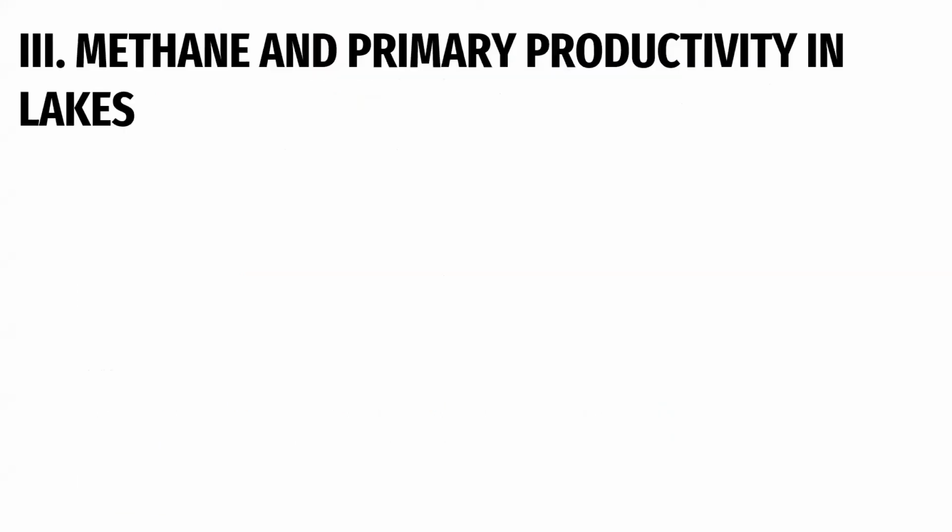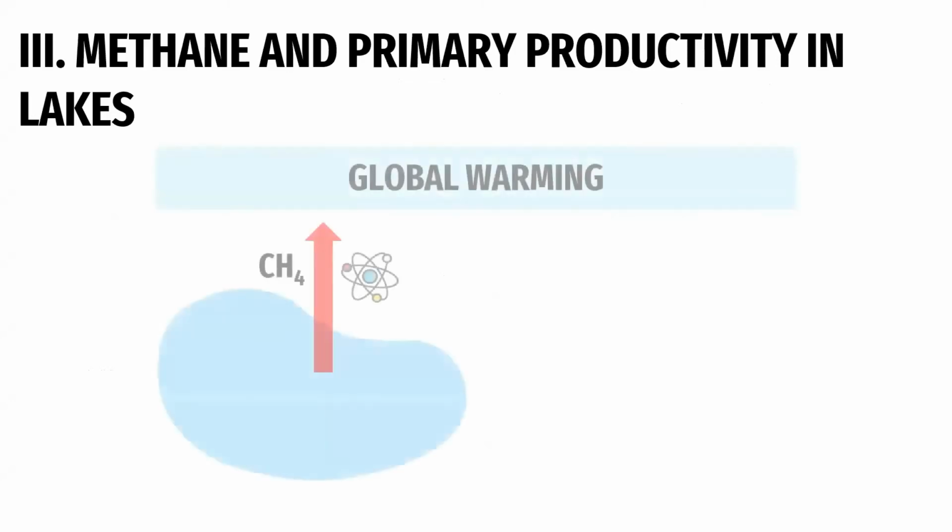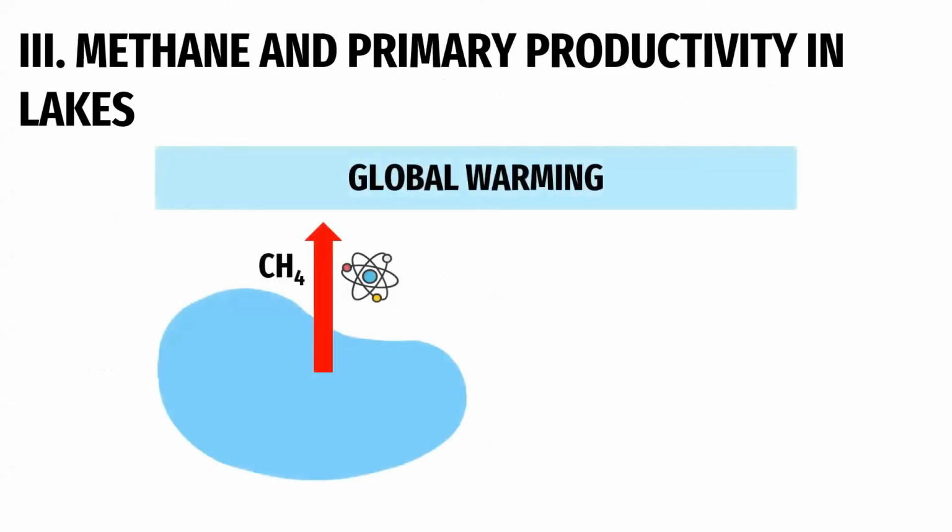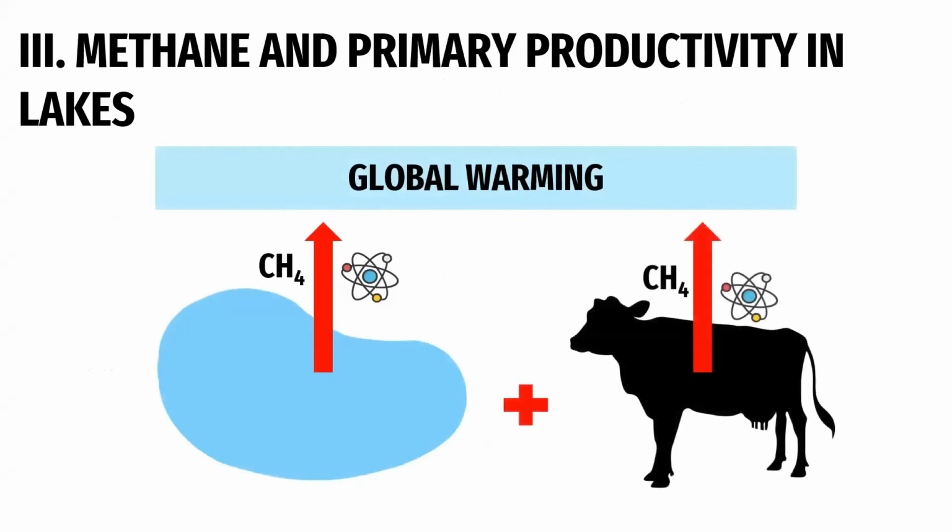Now that you have an idea about the general characteristics that make up a lentic ecosystem and the biotic and abiotic factors surrounding it, I will now discuss one of the major roles of lentic ecosystems such as lakes that affects global warming, the methane and primary production in lakes. Methane is mainly produced from wetlands such as lakes and ponds, and another main source of methane is agriculture from livestock, waste management, and rice cultivation.